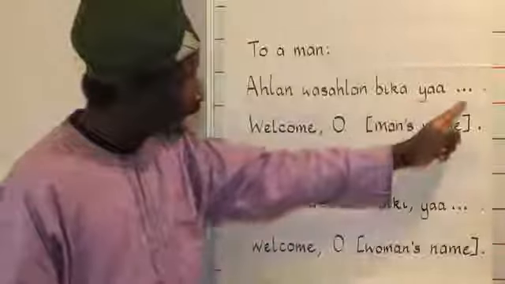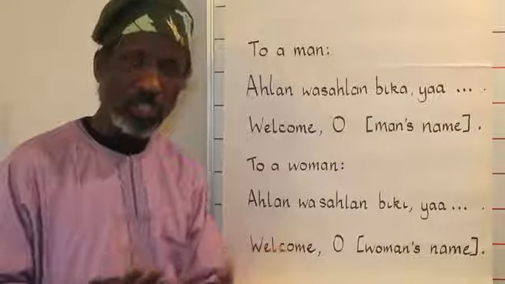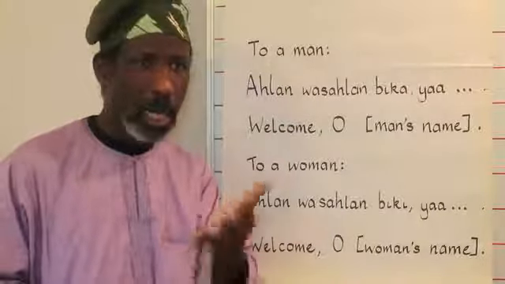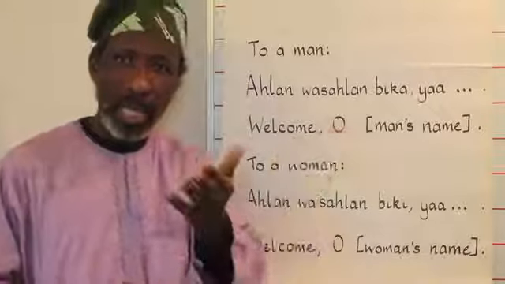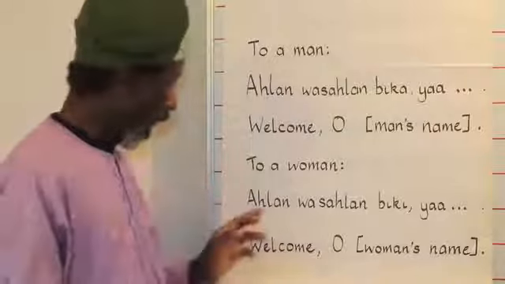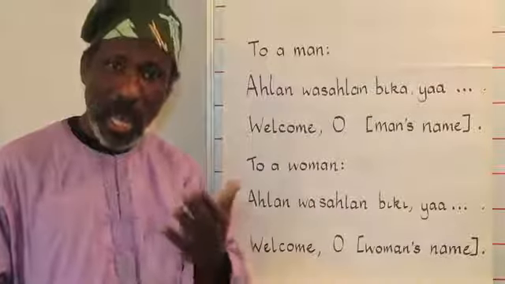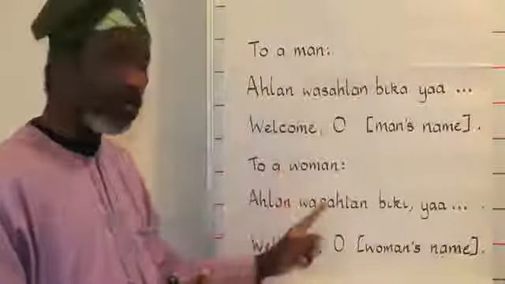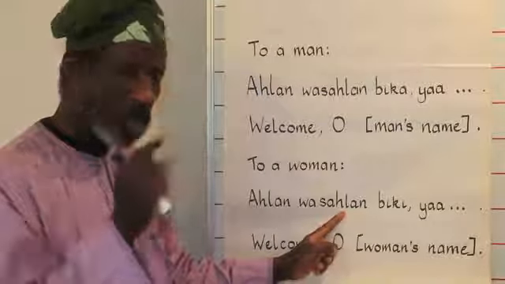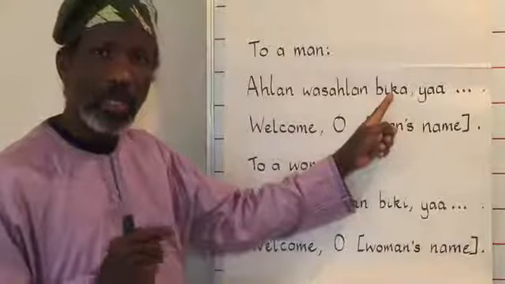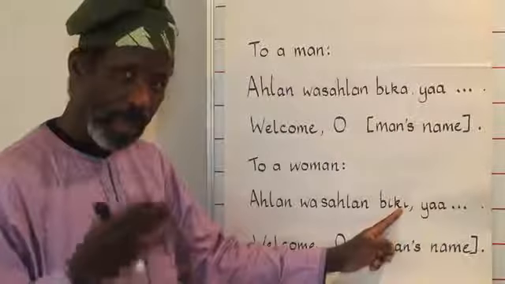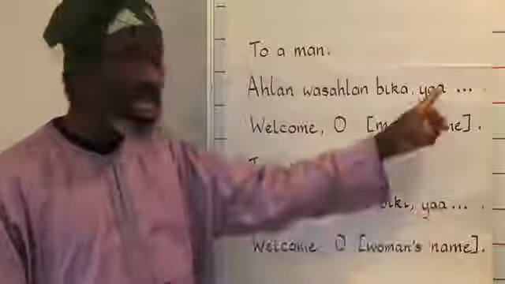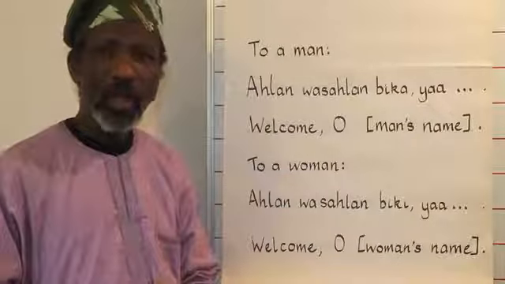Now, the vocative: you can use that to call the attention of somebody before you call their name. You say ya Imran, ahlan wa sahlan bika; ya Muhammad, ahlan wa sahlan biki; ya Zainab. So note all these elements. The phrase ahlan wa sahlan is the same when directed at a man or a woman. But if you want to personalize it, you will say bika or biki, depending on the gender. If you want to mention their name, you can use the vocative particle ya, and then a name. So, ahlan wa sahlan bik.